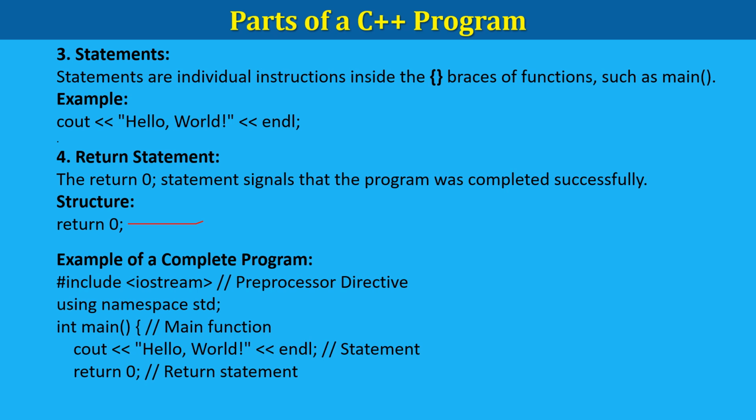Example: see the preprocessor directives, and this one is the main function, and this is a statement example, and this is a return statement. So we have four examples of parts of C++ programs.